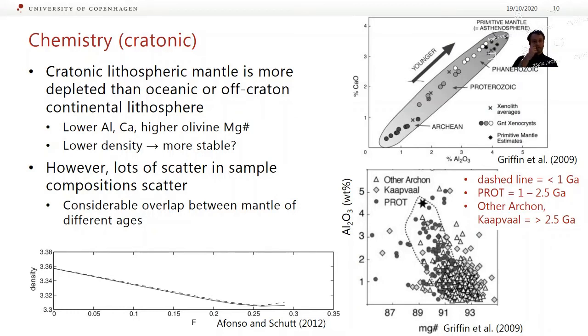Because it's lower density, that might make it more stable. It essentially floats, it's buoyant, compared to younger lithospheric mantle.